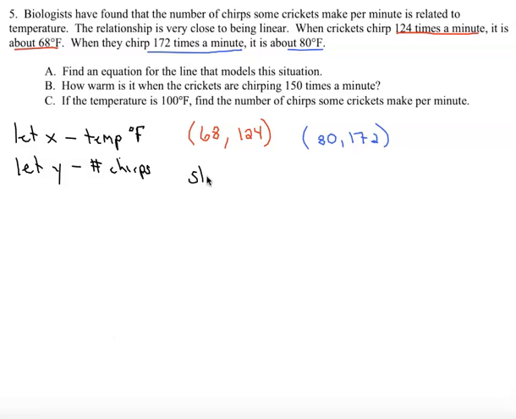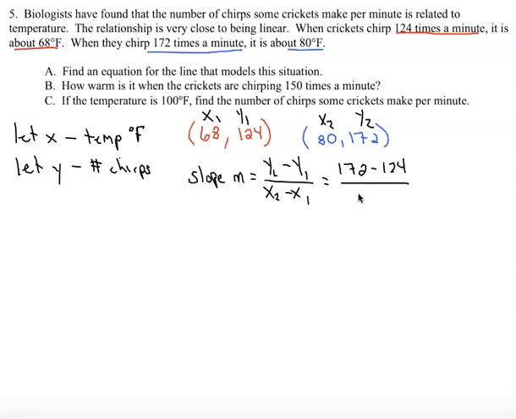What's my slope? So my slope is m equals, using my formula, y sub 2 minus y sub 1 over x sub 2 minus x sub 1. I'm going to label my coordinates to keep me on track: x sub 1, y sub 1, x sub 2, y sub 2. It doesn't matter which one is x sub 1, y sub 1 or x sub 2, y sub 2; I could interchange those. Then I'm going to substitute in: I have 172 minus 124 over 80 minus 68.